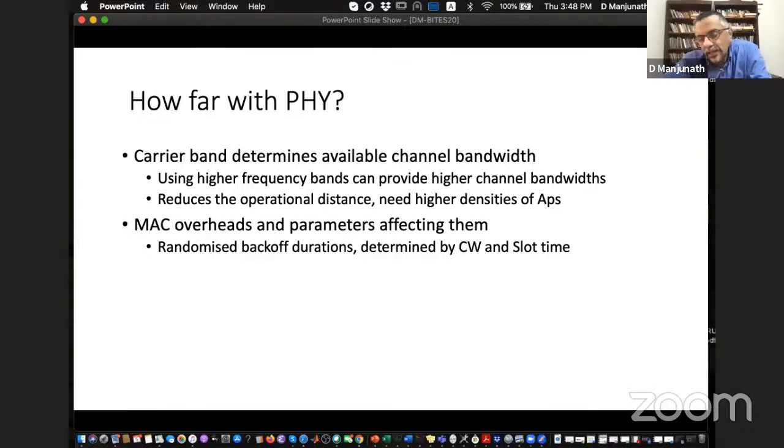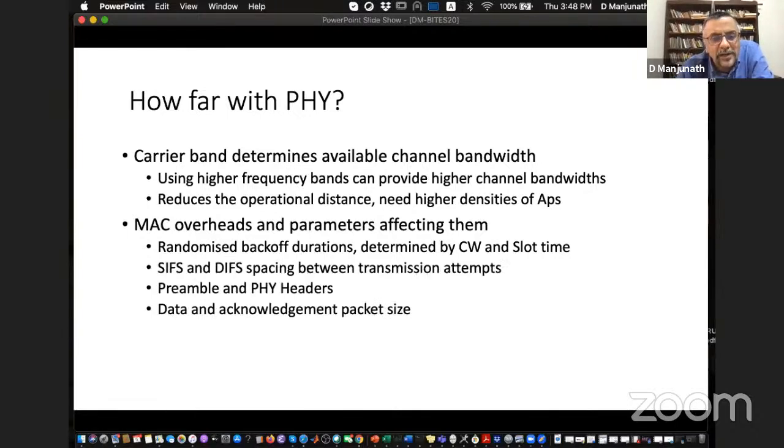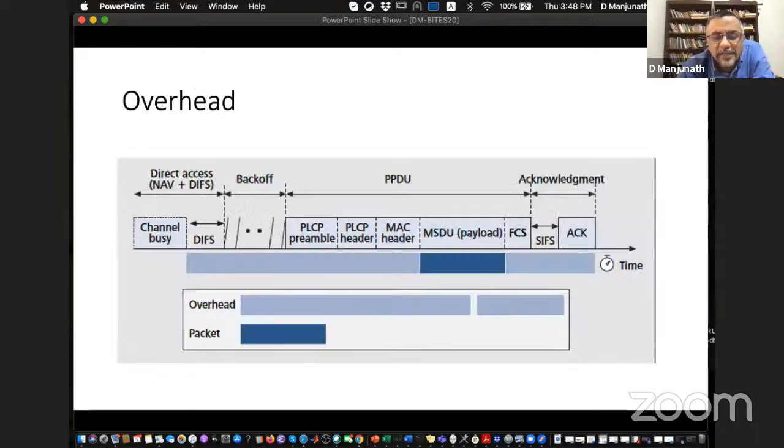Collision window is determined by the size of the network, and slot time is determined by the minimum data rate that is achievable or that is allowed in that area. Okay, there are some more terminologies which I'm going to skip, but here is a good view.